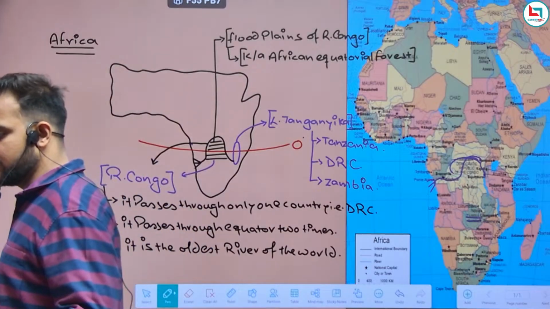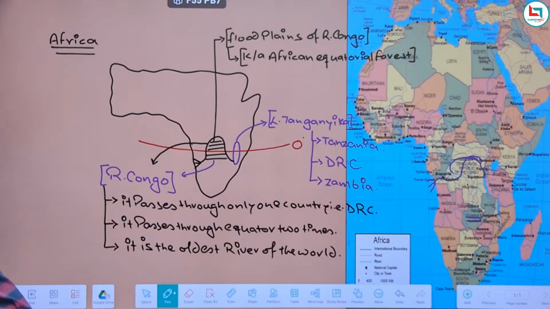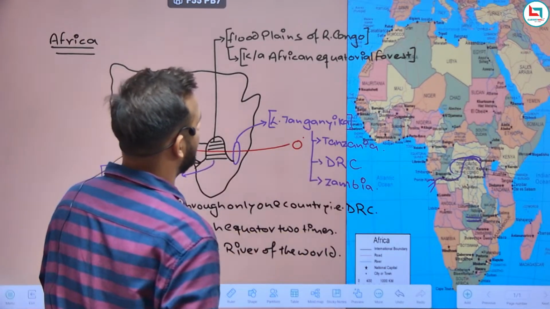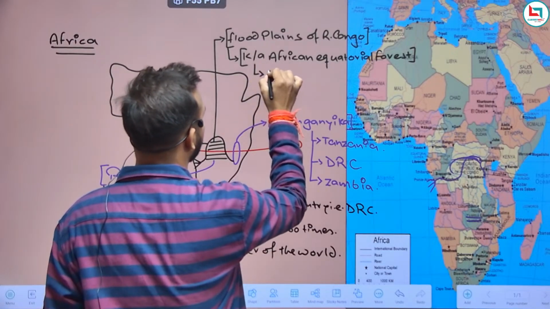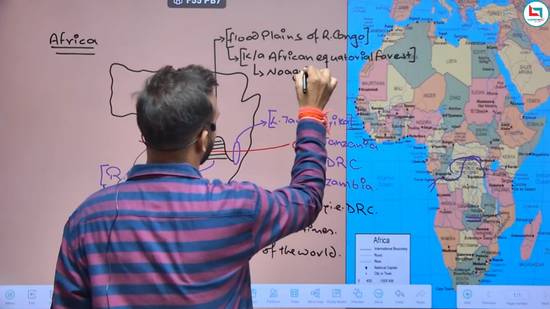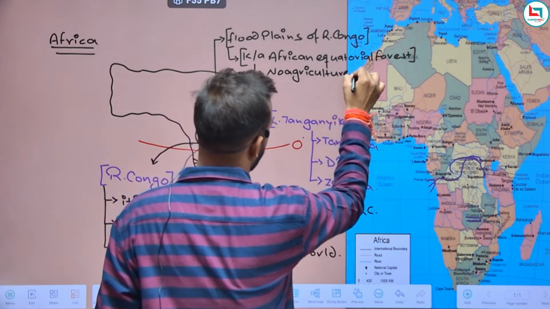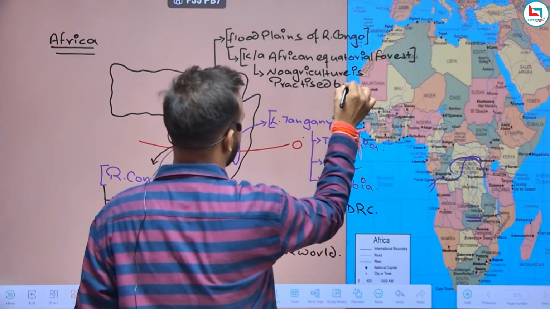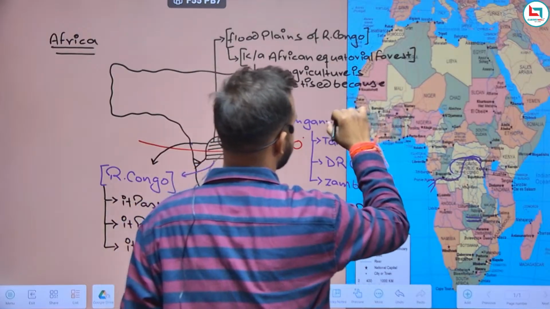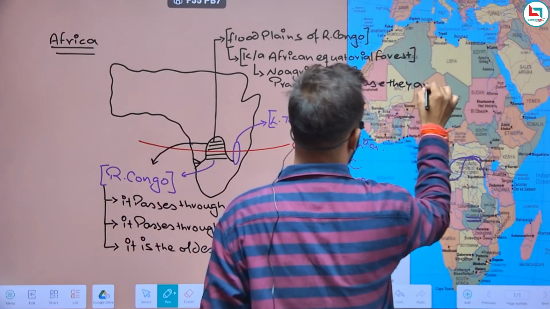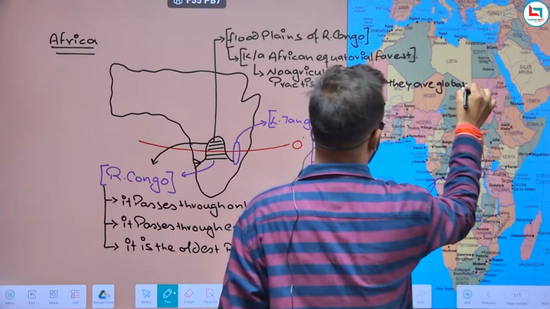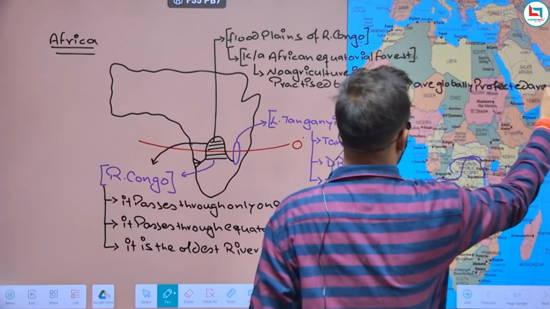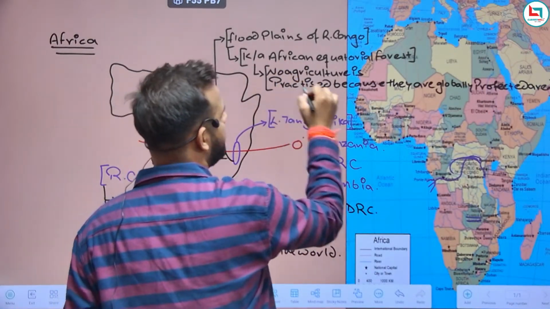After this particular thing, here no agriculture is practiced, because these areas are globally protected areas. In the African equatorial forest, no agriculture is practiced because they are globally protected areas.